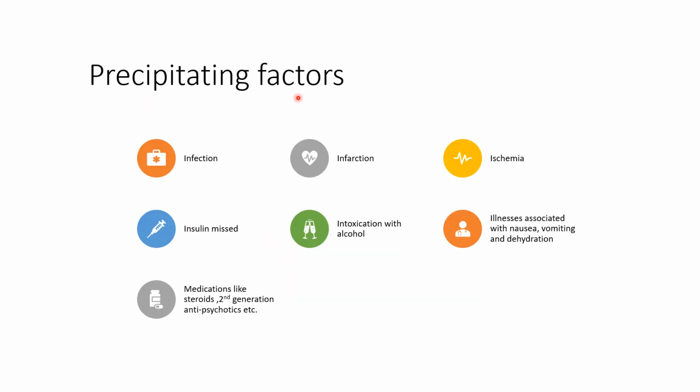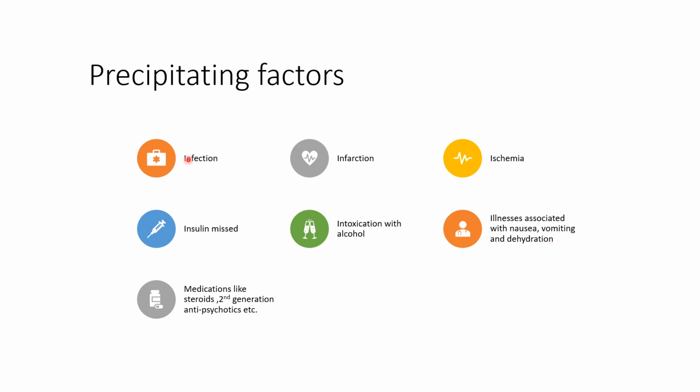What are the precipitating factors when it comes to diabetic ketoacidosis? Formerly, we are familiar with five I's, but now we can say six I's of DKA, but can still put the six in five. Okay, let's go. Infection. Infarction. Ischemia. Insulin mix. Intoxication with alcohol. Inertia that could lead to nausea, vomiting, and dehydration.